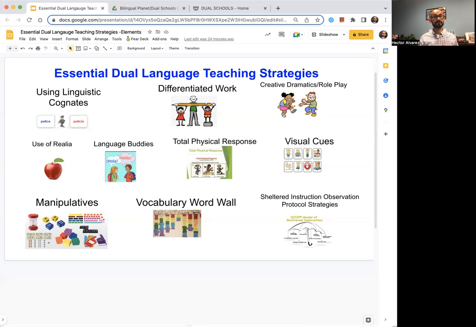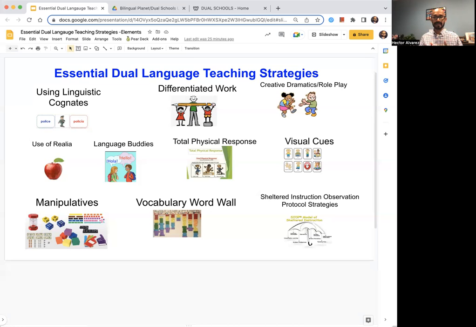It's very important also for you to build this word wall with the students every time that you teach a concept, review with the students, and also help them and model how to refer to and how to use this word wall. Lastly, we have the Sheltered Instruction Observation Protocol strategy.